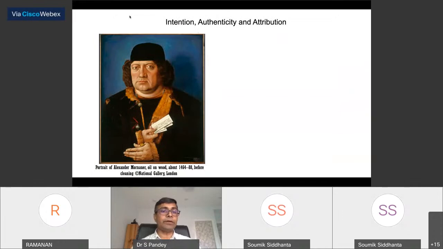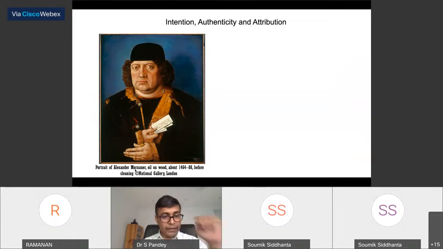This is a very interesting work of art. This is a portrait of Alexander Mornar, again in the National Gallery, London. It's in the National Gallery, not the National Portrait Gallery. And this was the painting, how it came to the National Gallery. And it was attributed to the mid 15th century to about the end of the 15th century. Between 1464 and 88, this was his lifespan. So people thought that the painting must have been made during that period.